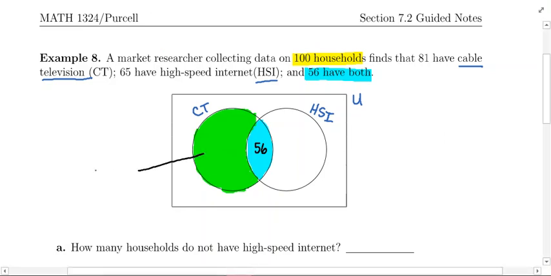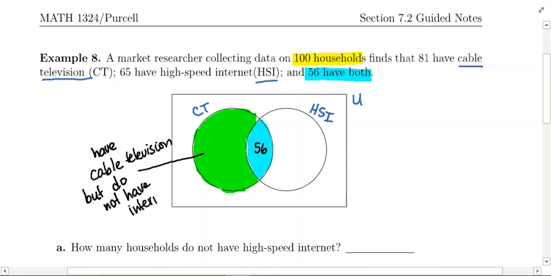So these are people who have cable television, but they don't fall in the overlap, meaning they don't fall into the internet circle. So we're going to say they don't have internet. They have cable, but they do not have internet.